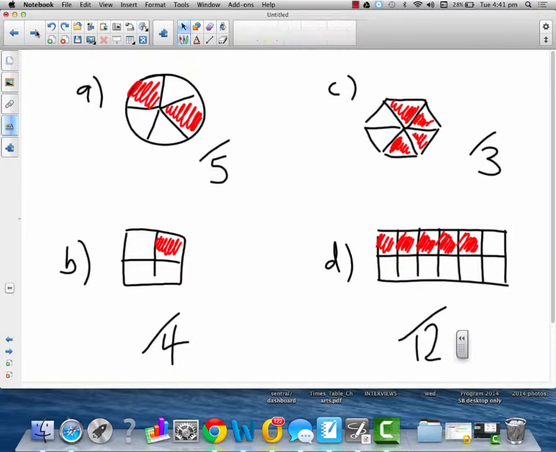Right, it's your go, all by yourself. I want you to have a go all by yourself at this. C is tricky, but you might be able to work it out. I want the answer in thirds there. Pause me and have a go.